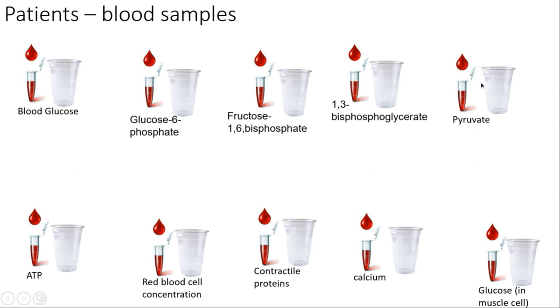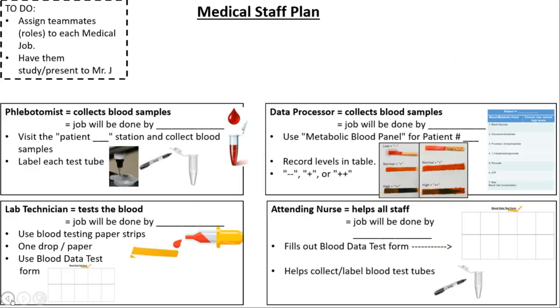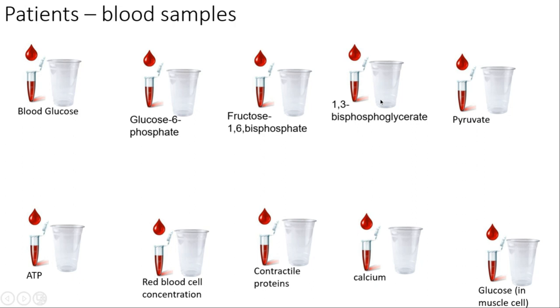So instead of trying to write pyruvate on this tiny test tube, and again, you can see how small it is, it's a tiny surface. You could just write number 5 on this test tube instead of pyruvate. Blood glucose you could label as number 1 as it matches the table. All right, let's move forward.